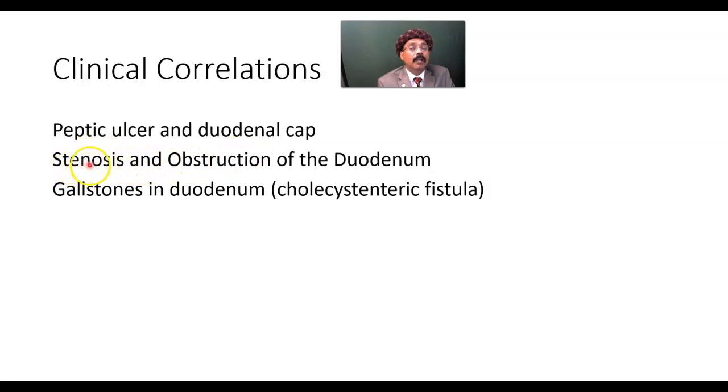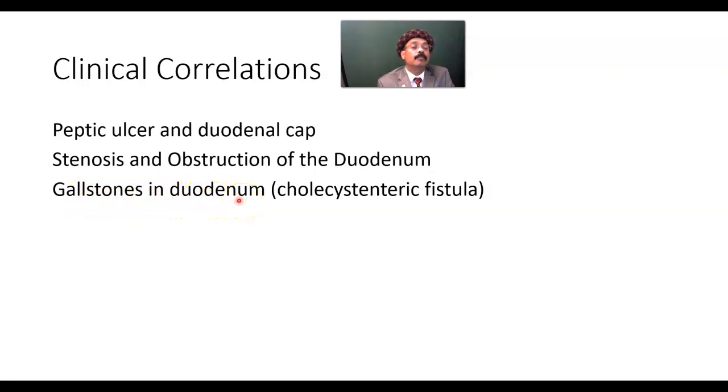There may be some developmental anomaly. There may be stenosis, even atresia of the duodenum, or it may be constricted by the annular pancreas that may cause obstruction. It may even lead to polyhydramnios during intrauterine life. There may be obstruction, so the fetus cannot swallow the amniotic fluid. There may be polyhydramnios due to obstruction by annular pancreas, stenosis of the duodenum or atresia of the duodenum. Gallstone in the duodenum is possible.